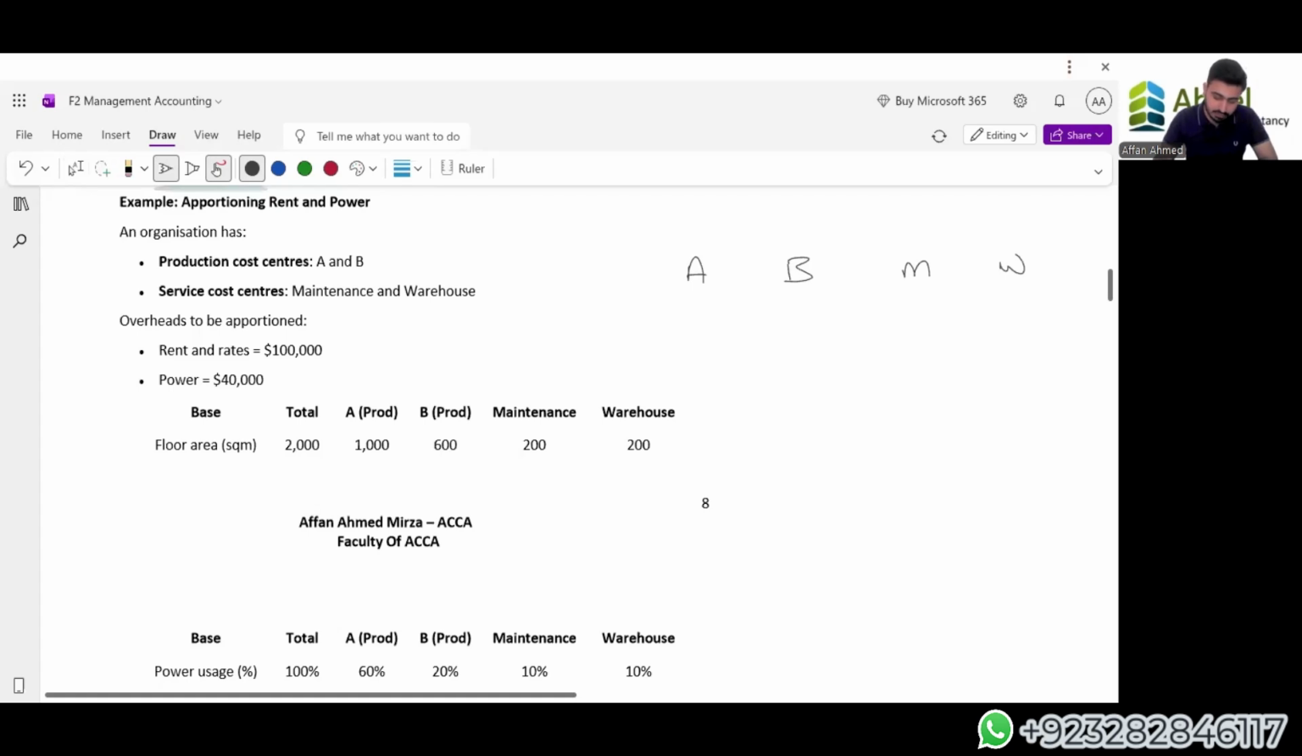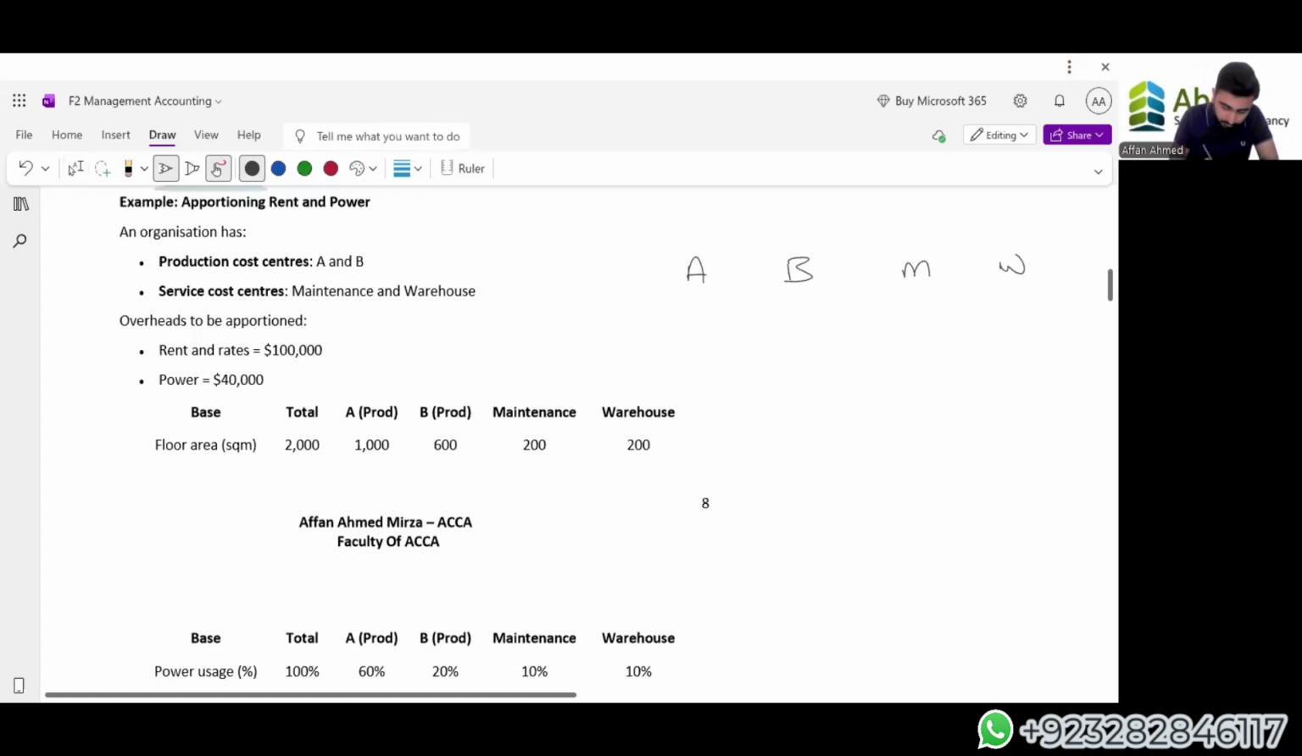Okay. Now they're saying the company has overhead to be apportioned that is coming to be 100,000 for rent and rates and 40,000 for power. Now they have given me two situations, two areas. Power is basically used on power usage. That is the appropriate basis, and the rent can be apportioned on floor area. That's the appropriate basis, right? So here I will simply divide the total cost by the total of my basis.